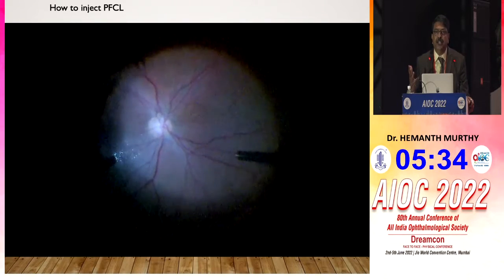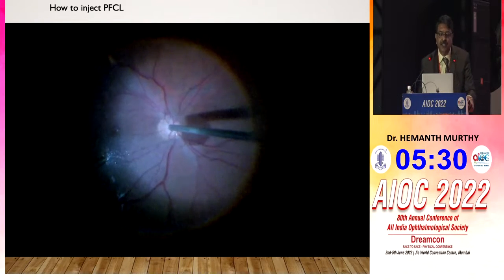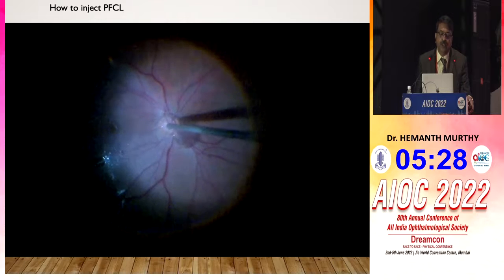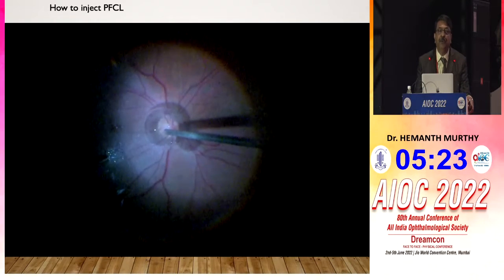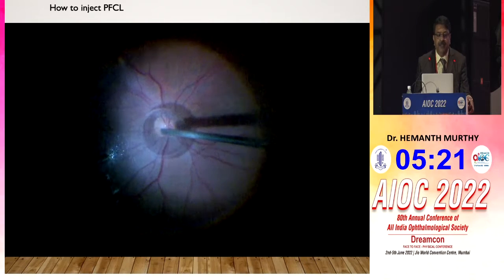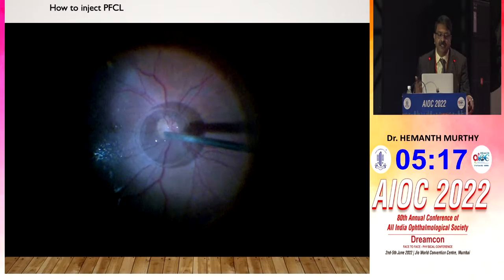Now, how do you inject PFCL? I see a lot of times, a lot of bubbles are induced. So this is a double bore cannula. Once you inject the first bubble, continue injecting into that bubble so that you end up with one single large bubble. This is a double bore cannula in a valved cannula patient.